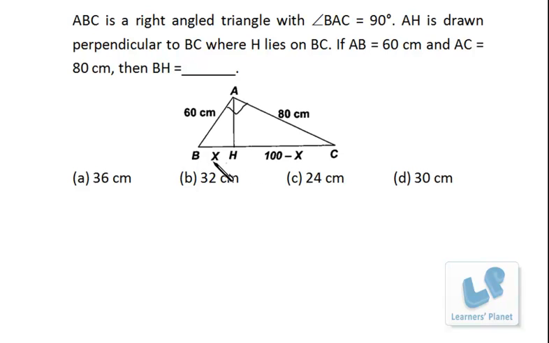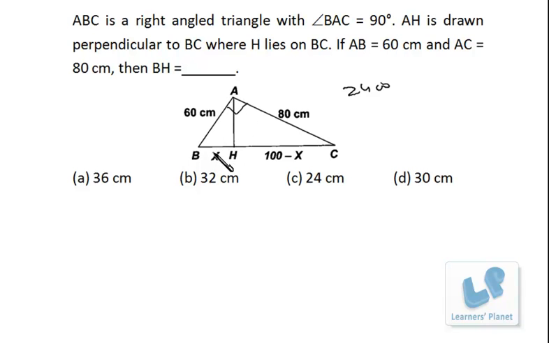Now we have to find out the length of BH. Just listen to me very carefully, right? Now what is the area of this triangle? That is half of 60 into 80, that is half of base into altitude. Okay, so it's half of 80 into 60. That means half of 4800. That is 2400. Okay, so that is the area of this triangle.